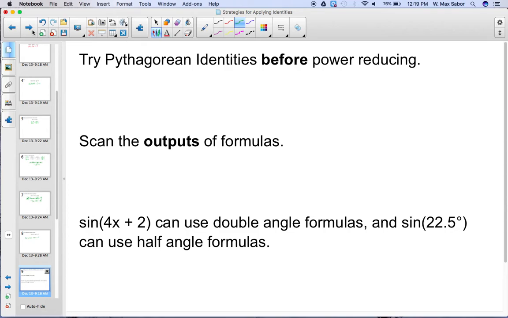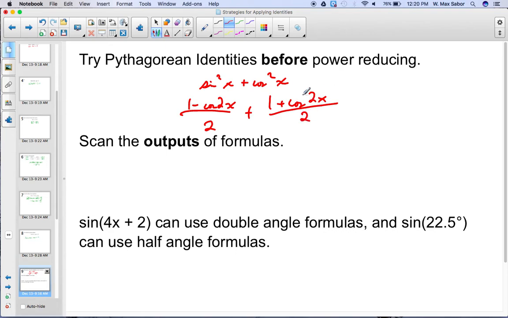Some other tips to be aware of. These aren't quite exactly strategies, but just general tips. Try Pythagorean identities before power reducing. I've seen someone do something with sine squared x plus cosine squared x, and then try to say, okay, this is 1 minus cosine of 2x over 2 plus 1 plus cosine of 2x over 2. And this will get you to the right answer, but is it the fastest way?